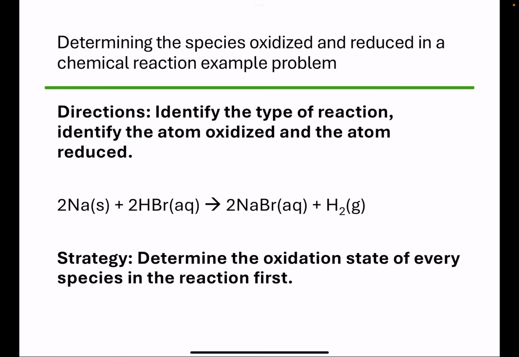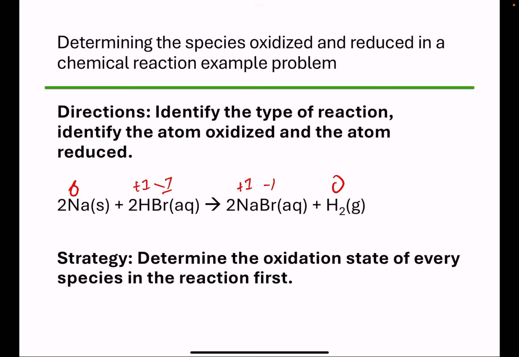Determine the species oxidized and reduced in the chemical reaction. In the example problem below, first determine the oxidation state of every species in the reaction. So this one's gonna be 0, right? Right off the bat, H2 is an element, so it's gonna be 0. Also, our sodium is gonna be 0, because it is in its elemental form. Okay, so HBr, Br is gonna be our non-metal, so our H is gonna be at +1. Br then has to be at -1. In sodium bromide, sodium is always gonna be +1, and bromine -1.